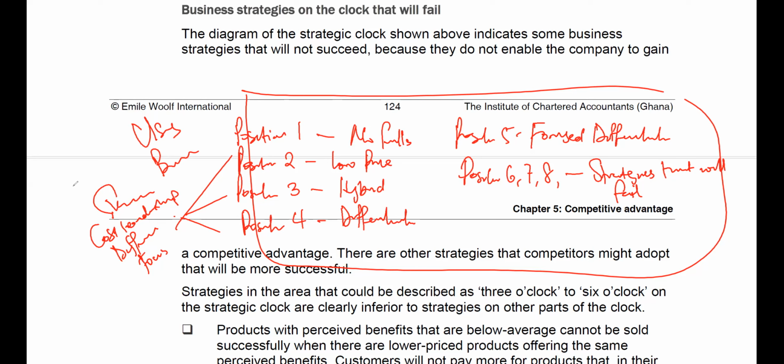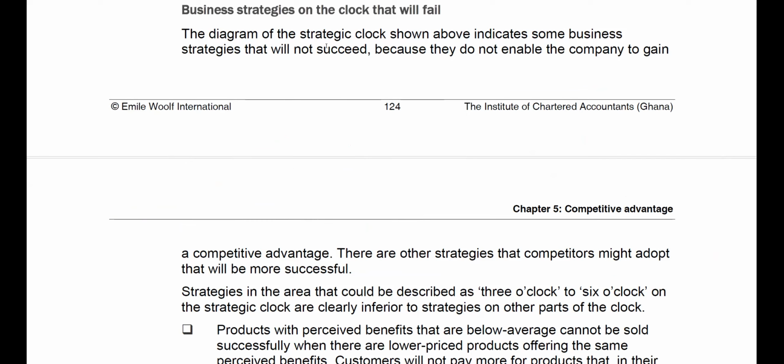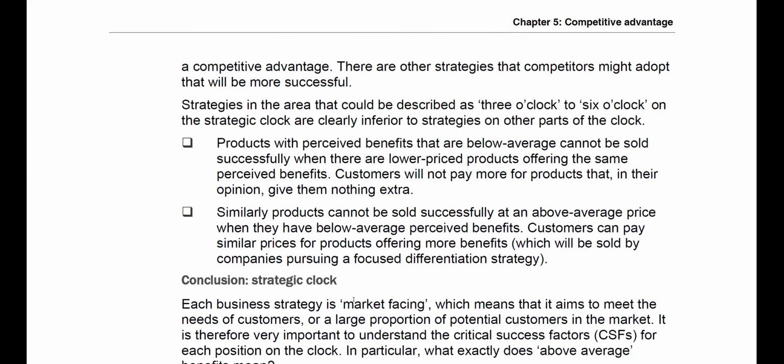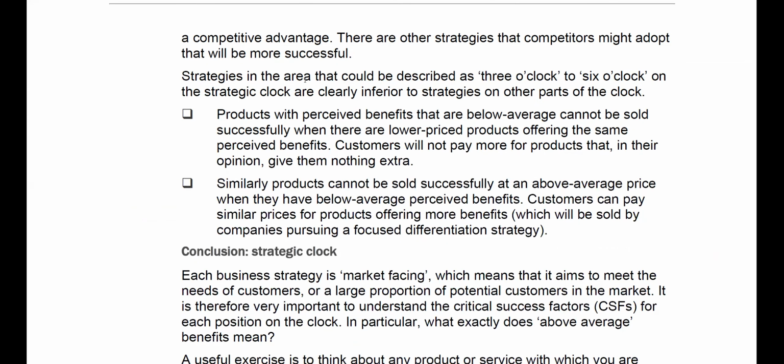So with that being said, let's look at strategies that will fail. Business strategies on the clock that will fail. Now, the diagram on the clock shown above indicates some business strategies that will not succeed because they do not enable the company to gain a competitive advantage. There are other strategies that competitors might adopt that will be more successful, okay? Strategies in the area that could be described as 3 o'clock to 6 o'clock on the strategy clock are clearly inferior to strategies on the other parts of the clock.